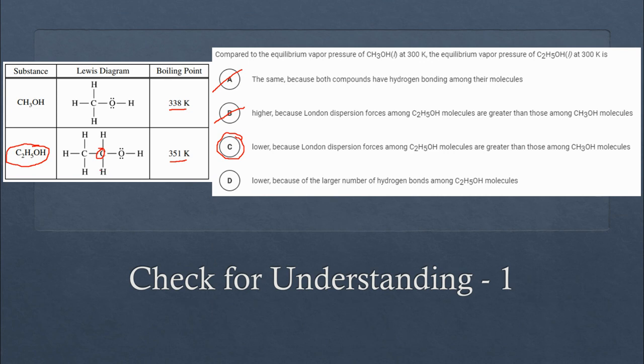we have stronger London dispersion forces, versus D is lower because of the larger number of hydrogen bonds among the ethanol molecules. Notice this is the only area on both molecules that can form hydrogen bonds because we have an oxygen bonded to a hydrogen, so they both have the same potential for forming hydrogen bonds.